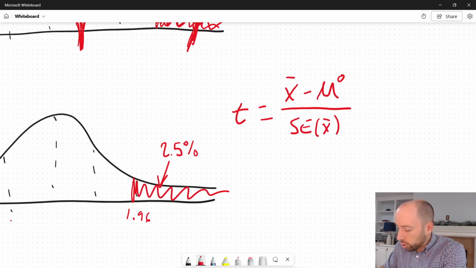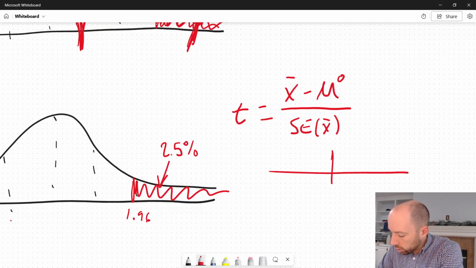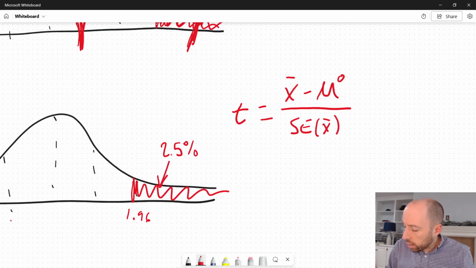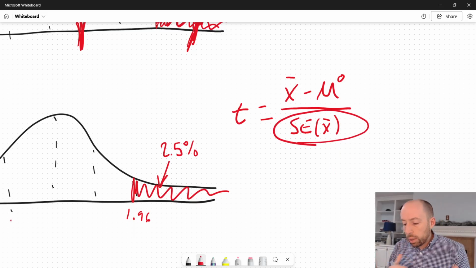It has a distribution sort of like, here's 0, like this. Always positive and with a long right tail. Interesting, but what that means is this thing down here in the denominator is sometimes going to be too big, but often going to be too small if your sample is small.